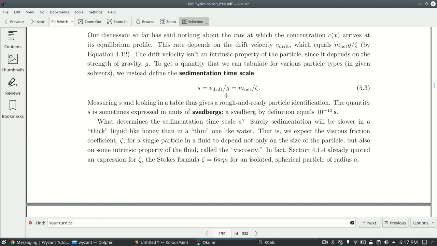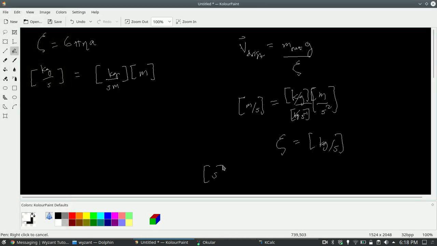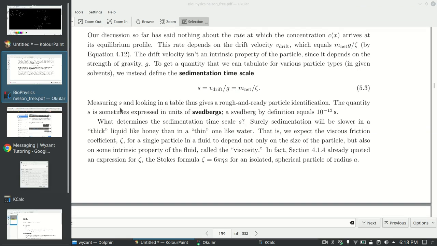So time should equal m net over zeta. Is that true? Does time equal m net, which is kilograms, over zeta, if I have zeta being kilogram per second? Yes, it is. Kilograms cancel out, and seconds are a denominator under a denominator, so seconds go up here. So yes, we have the correct units for zeta. And if we have the correct units for zeta, then we also have the correct units for eta. So that was your turn 5c.